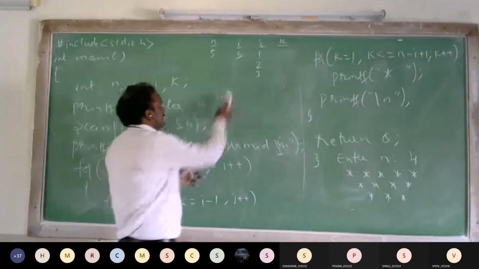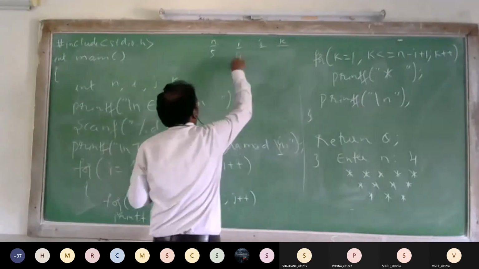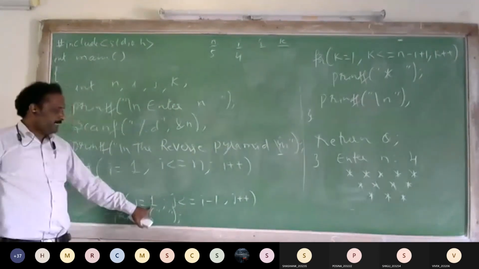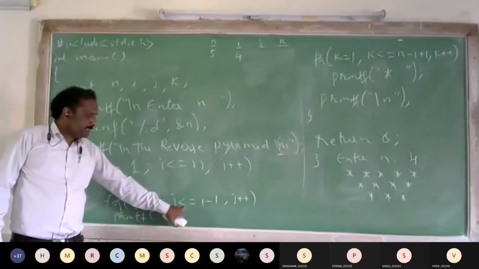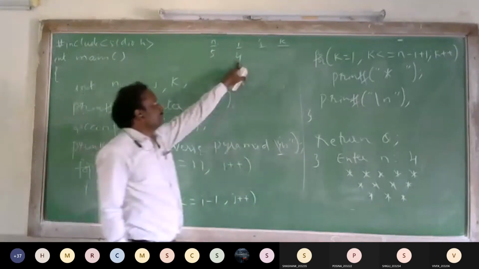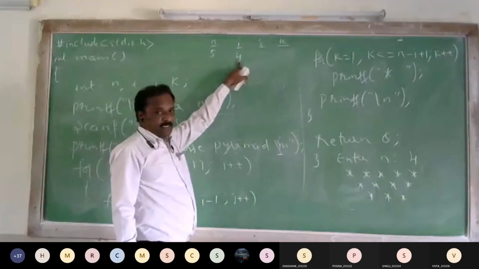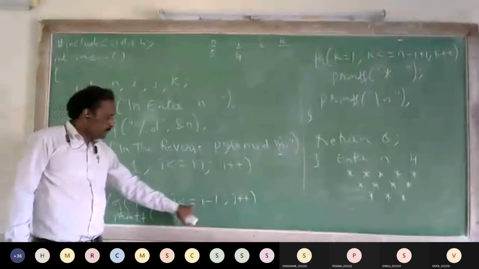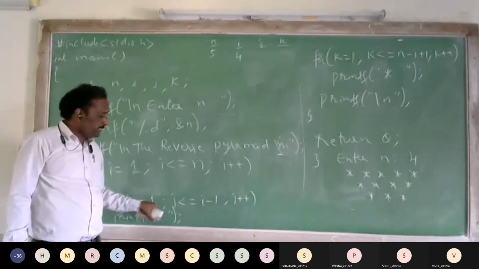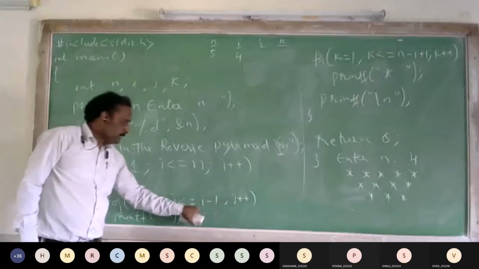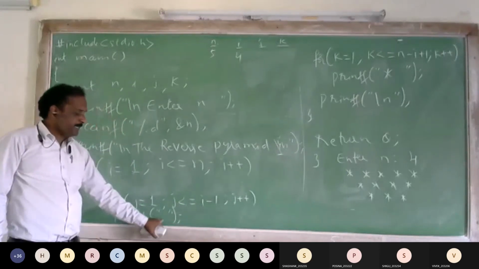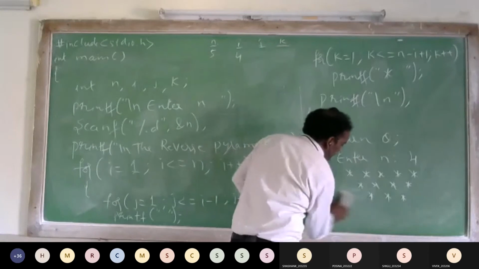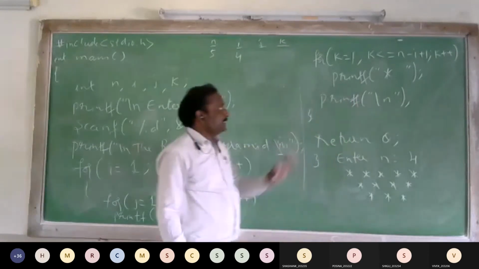I plus plus. Now I value is 4. 4 less than or equal to 5, true. Again start j from 1. 1 less than I minus 1. 4 minus 1 is 3. So how many spaces are printed? 3 spaces are printed. 1 less than or equal to 3, 2 less than or equal to 3, 3 less than or equal to 3. When j value becomes 4, the condition is false. By that time 3 spaces are printed: 1 space, 2 space, 3 space. Now next k.